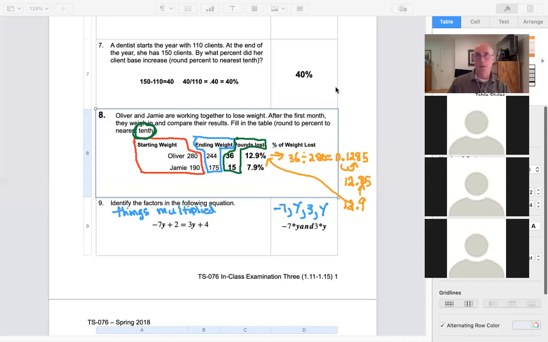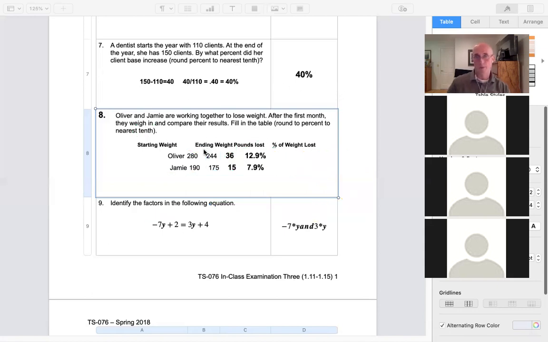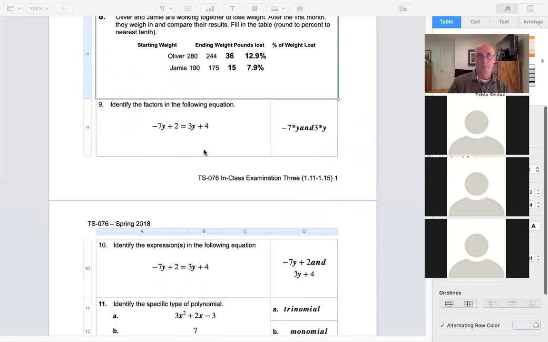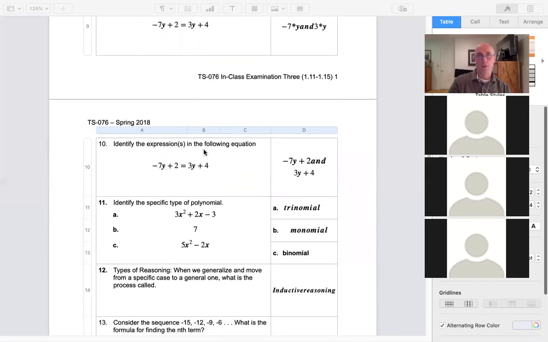All right, clear all my drawing, select my mouse, scroll down here. Identify the expressions in the following equation. I'm looking at number 10. What was an expression again? I told you an expression is like half the sentence. It's what's on one side of the equal sign. It's like a phrase in English, and a complete sentence has the whole thing.